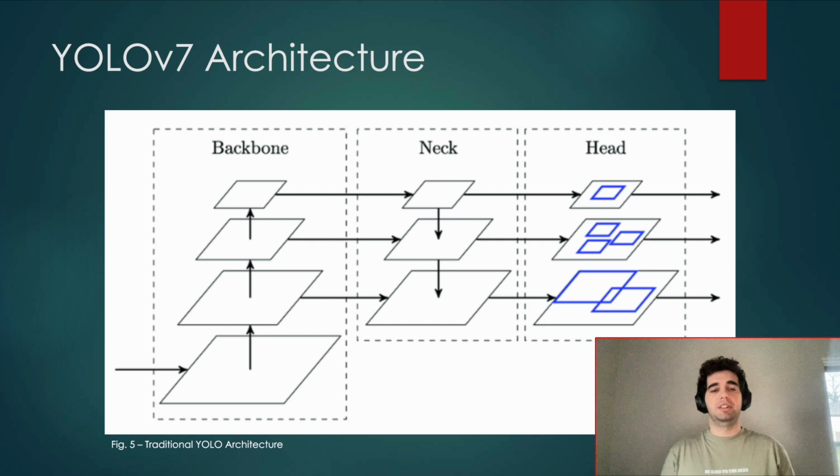YOLOv7 improves upon the architecture with their trainable bag of freebies, which are a set of tricks that can be implemented to increase accuracy with no extra cost to inference time. These include the mosaic and mix-up data augmentations discussed in the previous slide, which force the model to learn more using the same dataset but altering their contexts. But it also includes dynamic label assignment, which ensures the predicted bounding boxes are matched to the correct ground truth, which streamlines the learning process to keep the model from learning from slightly incorrect predictions.